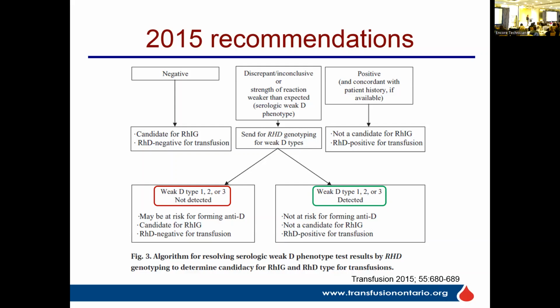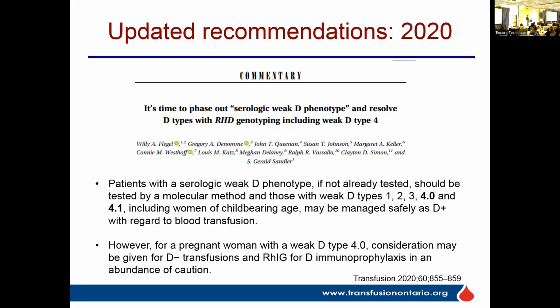In 2020, they updated their recommendation to add RhD 4.0 and 4.1, and they stated that these patients should be managed safely as D positive with regard to blood transfusion. However, they added this line, which is quite, what do we do with this? They basically said that for pregnant women with a RhD type 4.0, consideration may be given for D negative transfusion and RhD immunoprophylaxis in an abundance of caution.